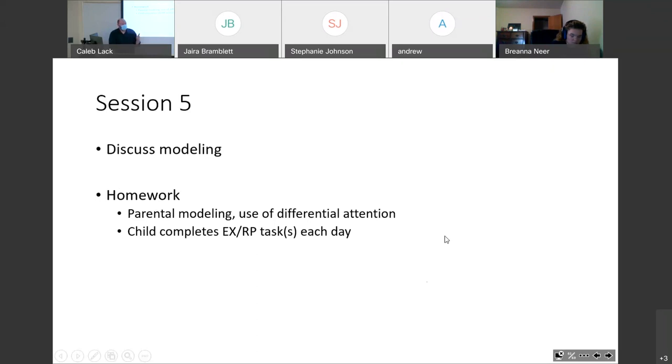Because they don't know, because they've been avoiding it. And then we get to doing the exposure, and it's like, oh, that's a 500 out of 100. So there are things like that that happen, but that's why you always do exposures in session first, so that you can model how and show the kids that, hey.